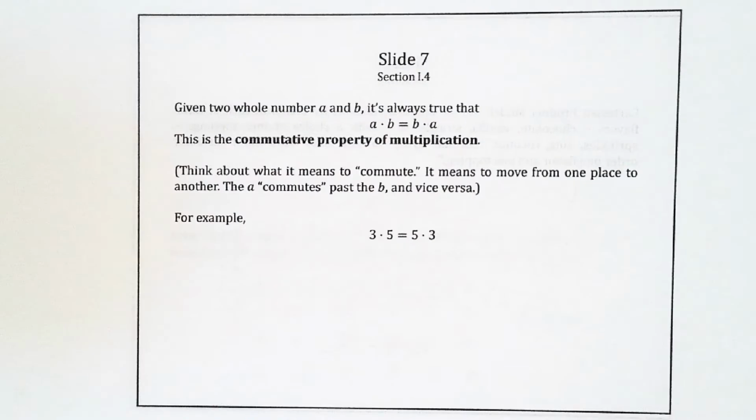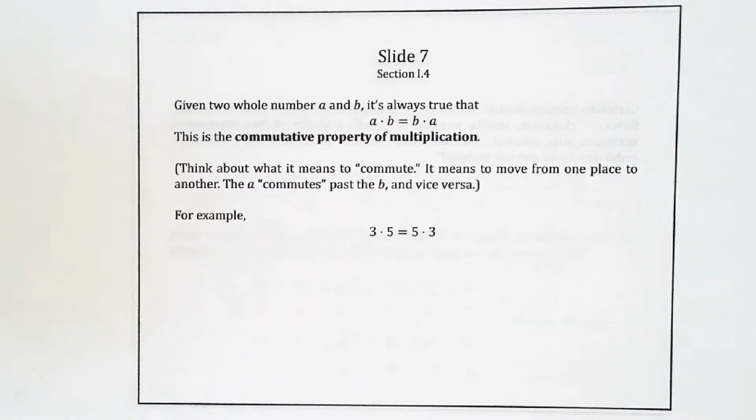Okay, so second, given two whole numbers, A and B, it is always true that A times B is equal to B times A. This is called the commutative property of multiplication. Okay, you can remember it in the same way that we discussed for the commutative property of addition. The two numbers are hopping in their little cars and they're driving past each other. Okay, so for example, 3 times 5 is 5 times 3.